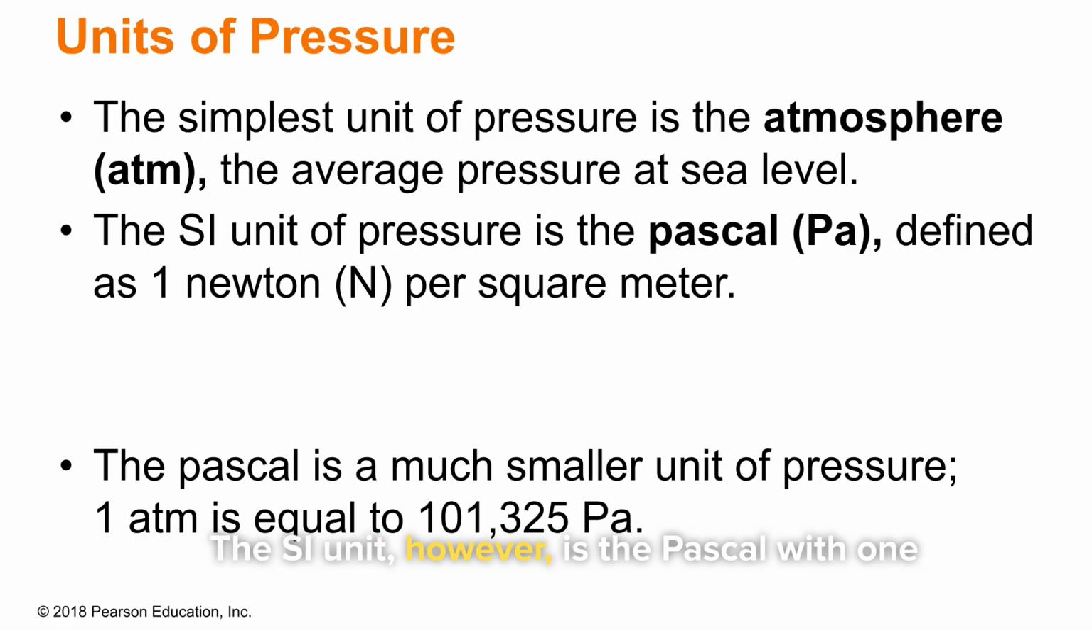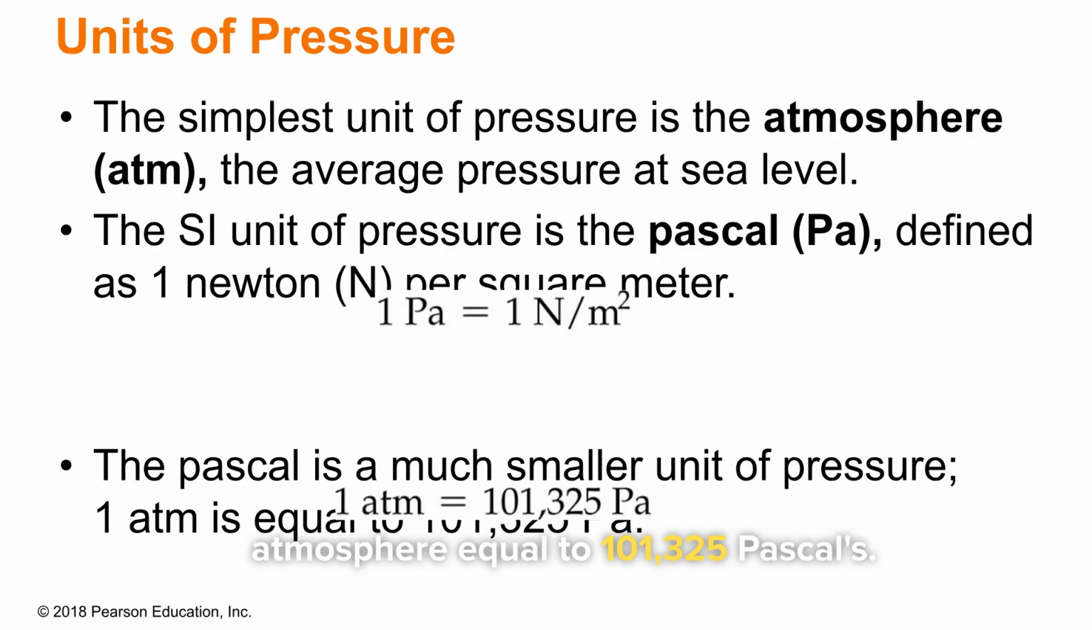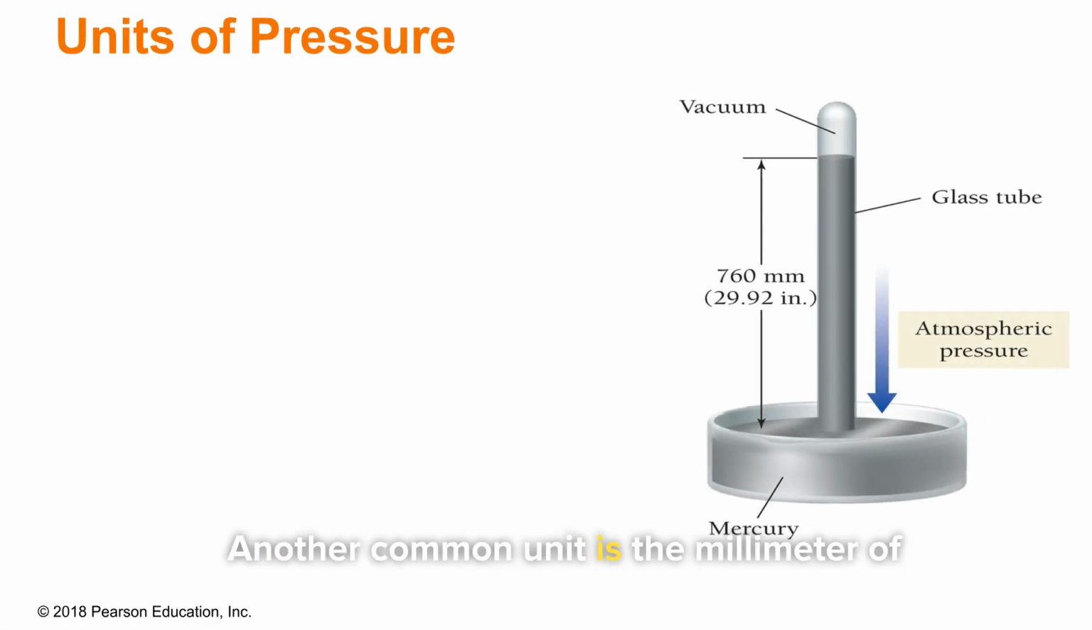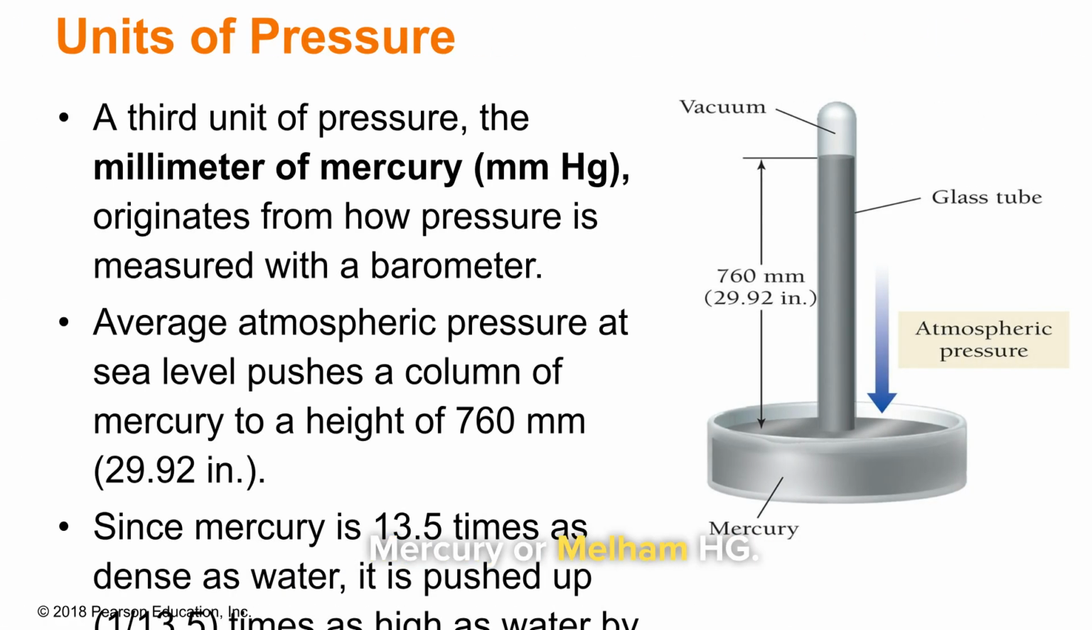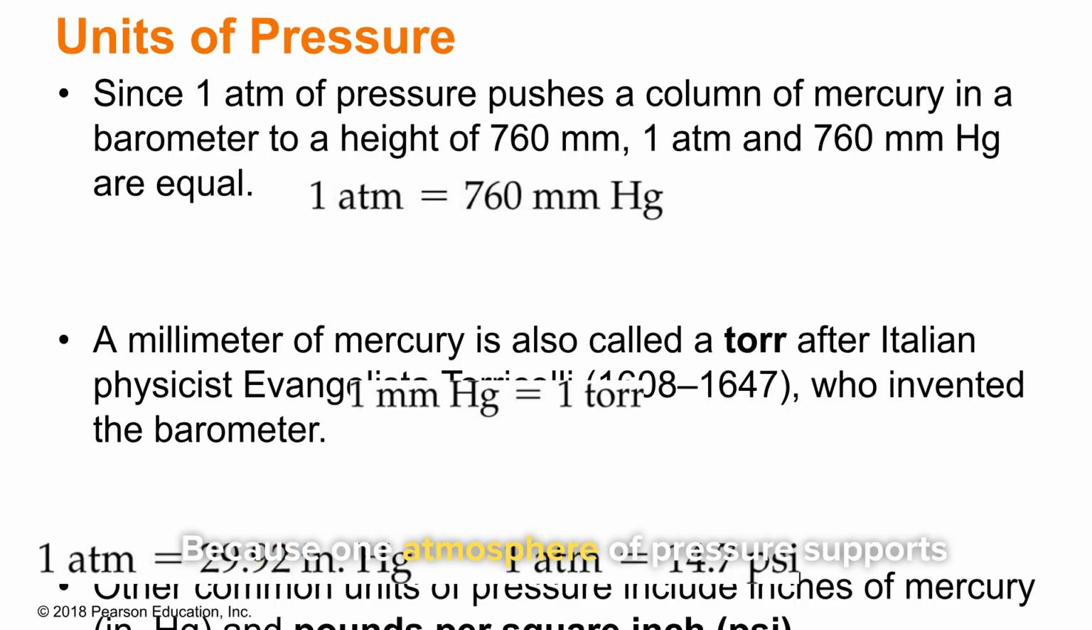The SI unit, however, is the Pascal, with 1 atmosphere equal to 101,325 pascals. Another common unit is the millimeter of mercury, or mmHg. This originates from the barometer, where atmospheric pressure supports a column of liquid mercury to a specific height. Because 1 atmosphere of pressure supports a 760 millimeter column of mercury, 1 atmosphere is equivalent to 760 millimeters Hg. This value is also known as 1 torr, named after the inventor of the barometer.